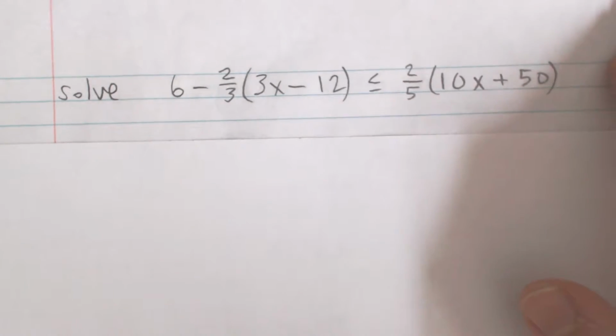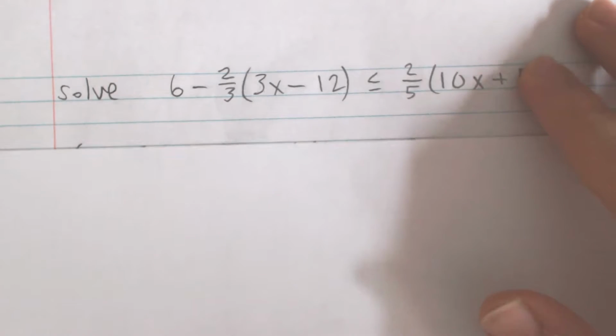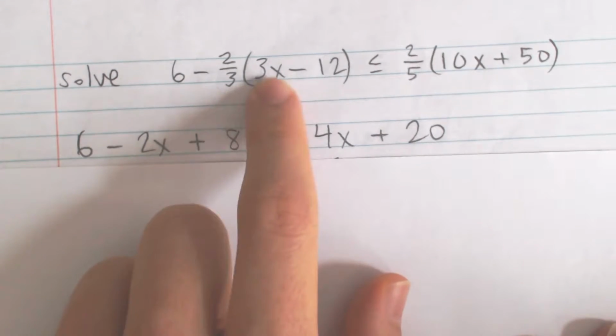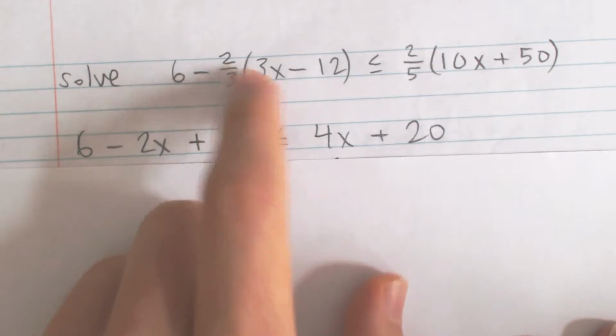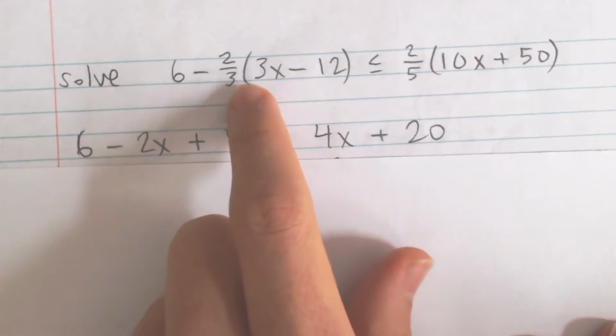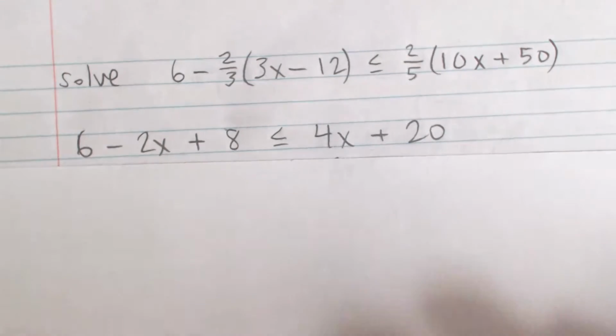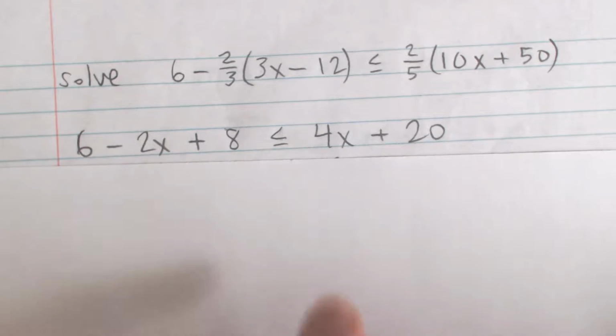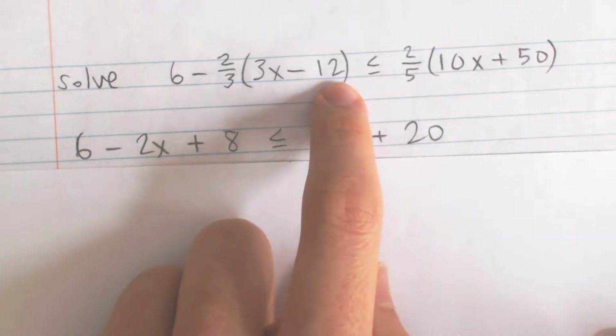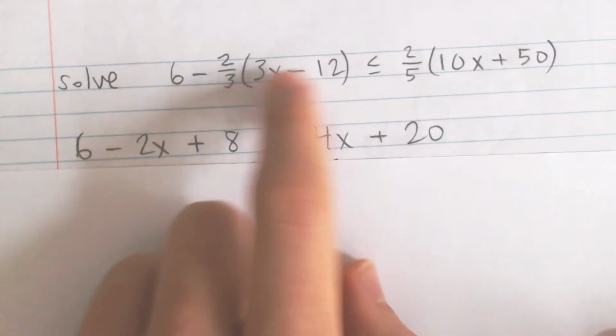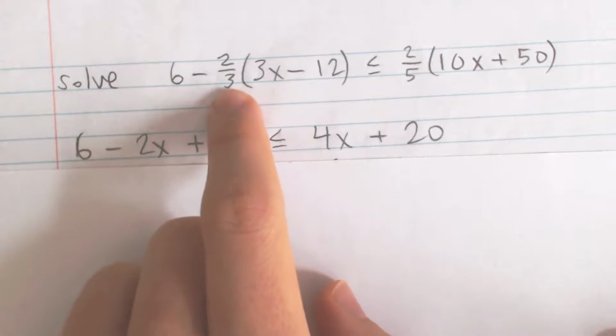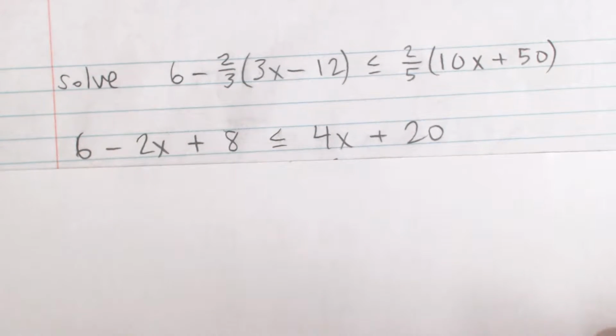So what's going to happen is we're going to have negative 2/3 times 3x, right? So here the 3's will cancel, and so we'll have negative 2 times x remaining. And then negative 2/3 times negative 12, the negatives will cancel out, so we're going to get a positive number. And 2/3 times 12, you could think of it as 2 times 12, right? That's 24, then divided by 3, which is 8.